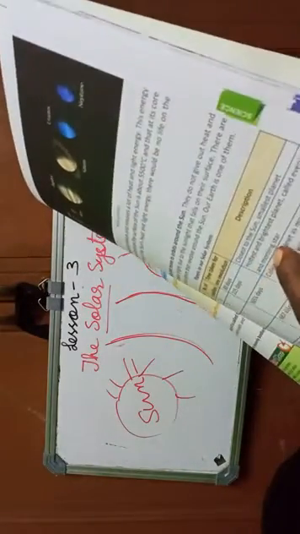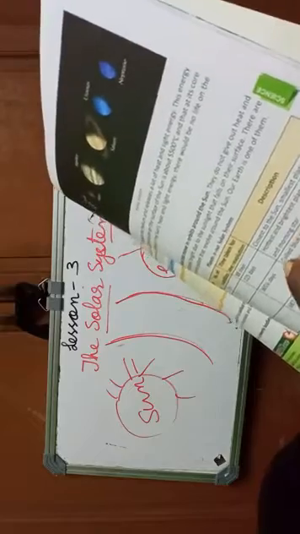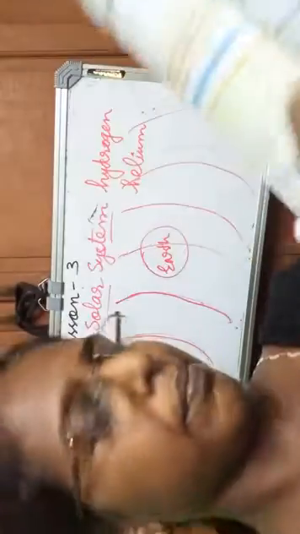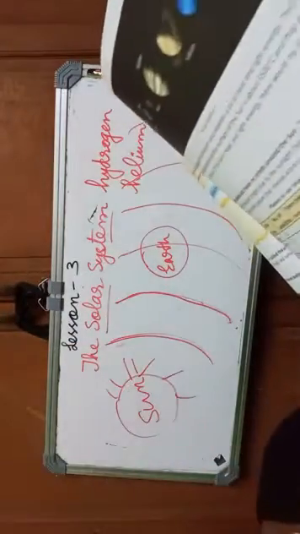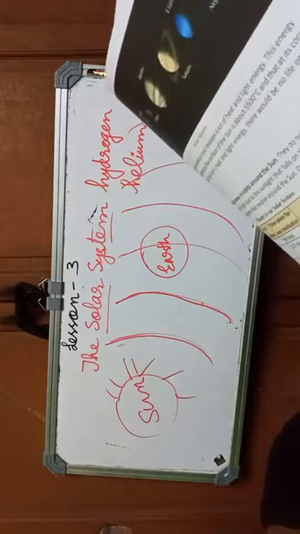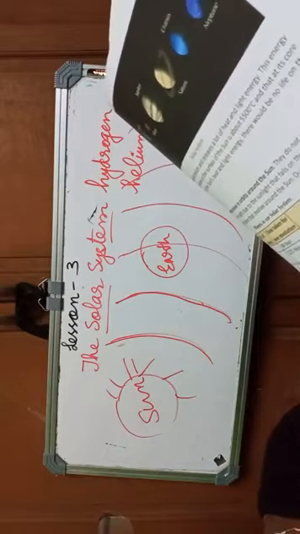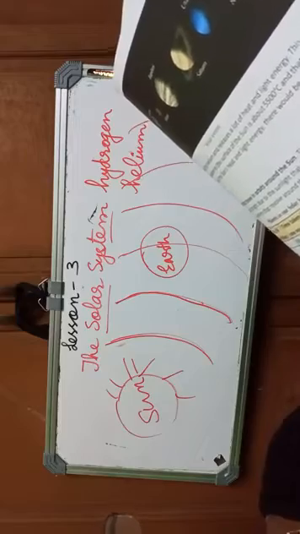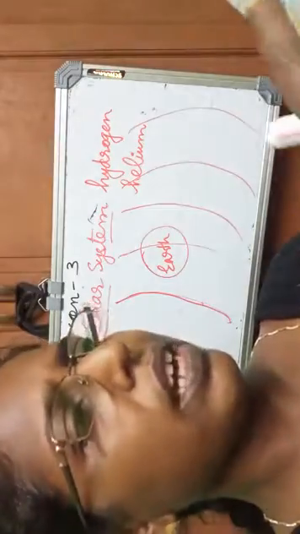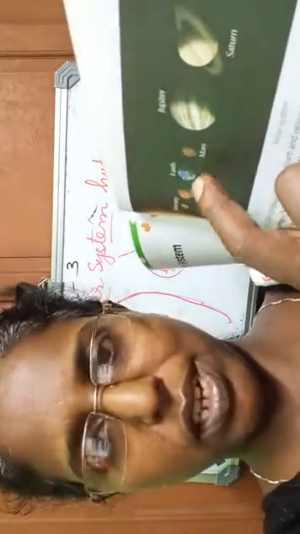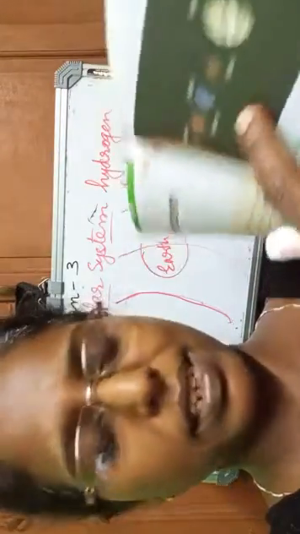Then second one, Venus, the hottest and brightest planet, called the evening and morning star. Then next, Earth. Third one, our Earth, called the blue planet, as most of the surface is covered with water, and the only planet where life is known to exist. Third planet, our Earth, which has life on it, is known as the blue planet.